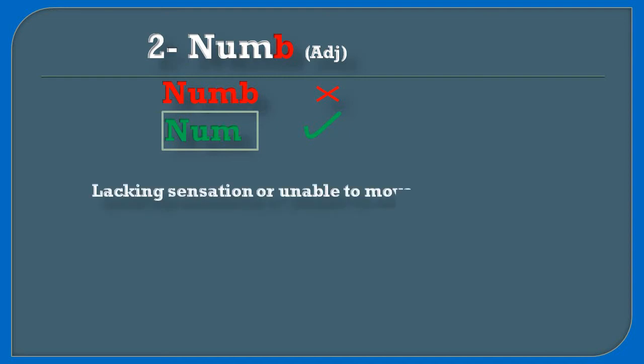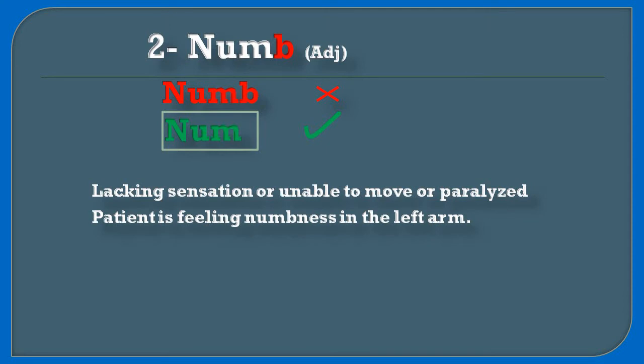What does it mean? Lacking sensation or unable to move, or paralyzed. Lacking sensation in some particular part of the body or unable to move that body part, or the whole body is paralyzed or some part is paralyzed. So we use the word numb. The patient is feeling numbness in the left arm.